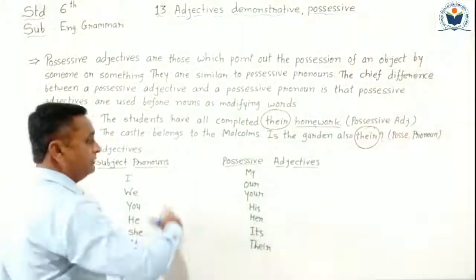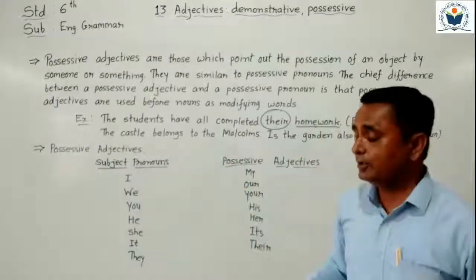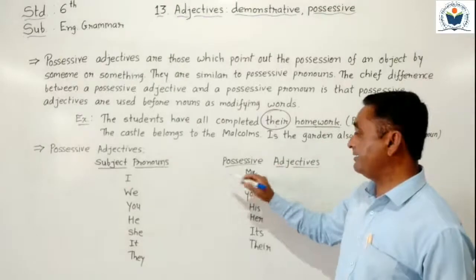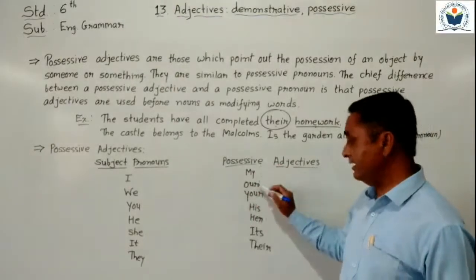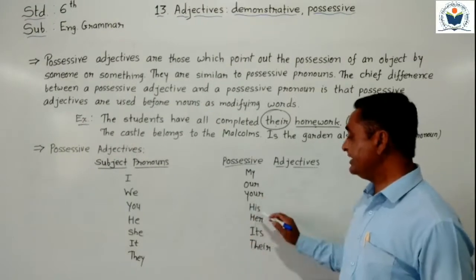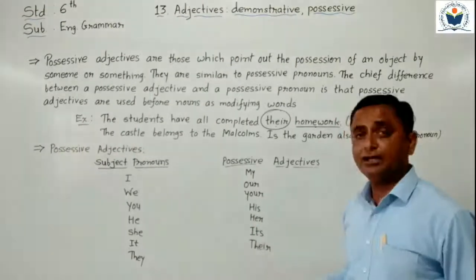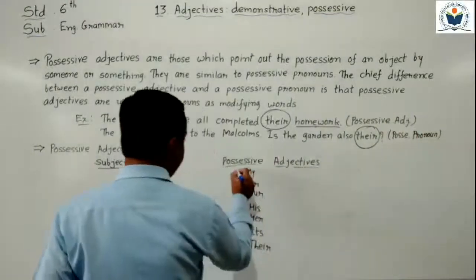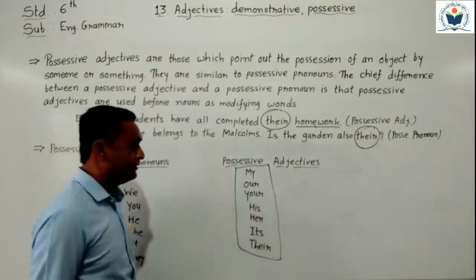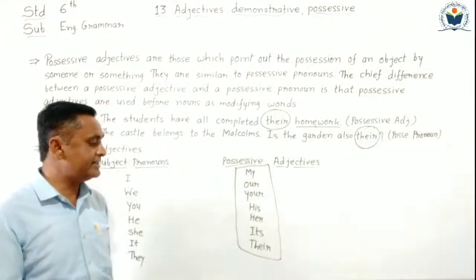So you have to keep that table permanently in mind. Possessive adjective: I का my होता है, we का our, you का your, he का his, she का her, it का its and they का their होता है. So you have to keep that column permanently in your mind. Okay? My, our, your, his, her, its, their.